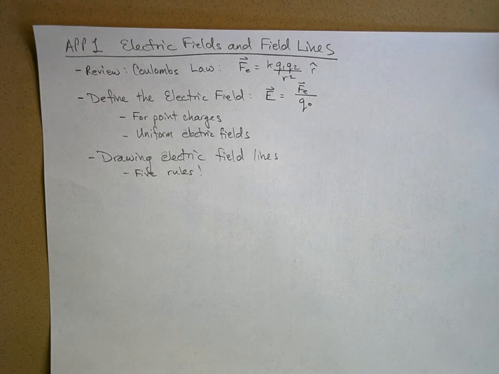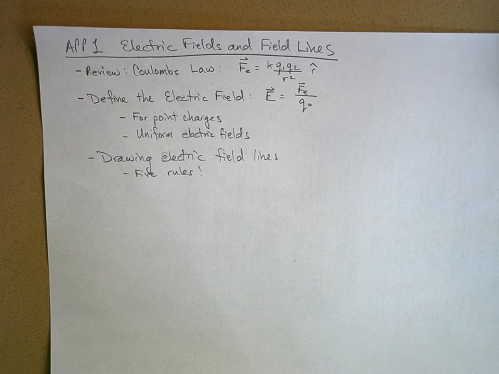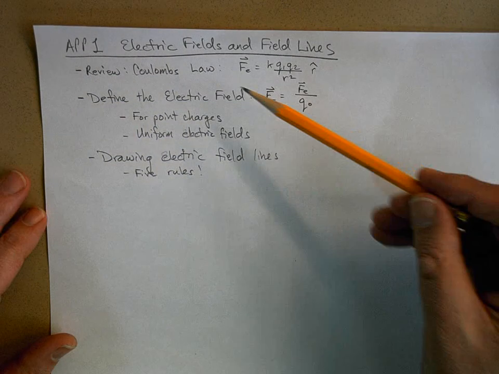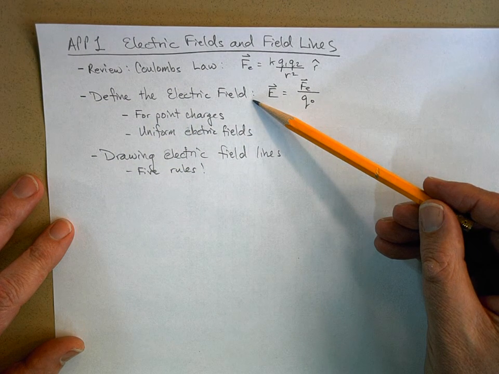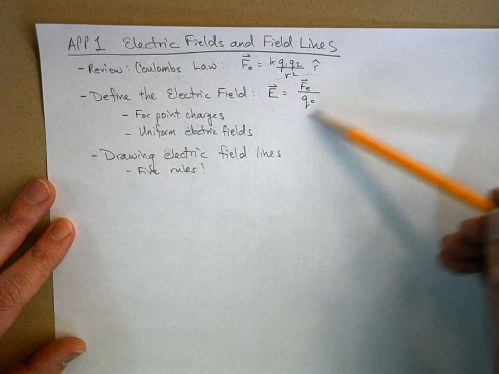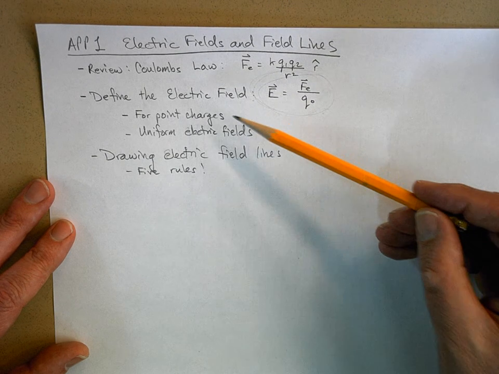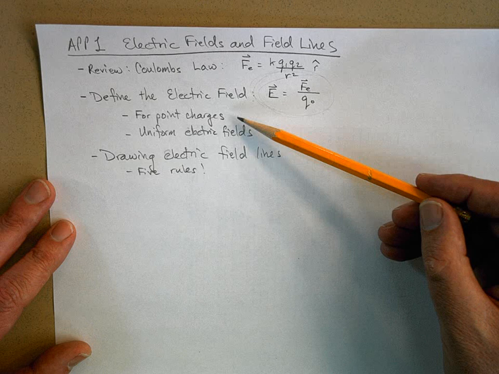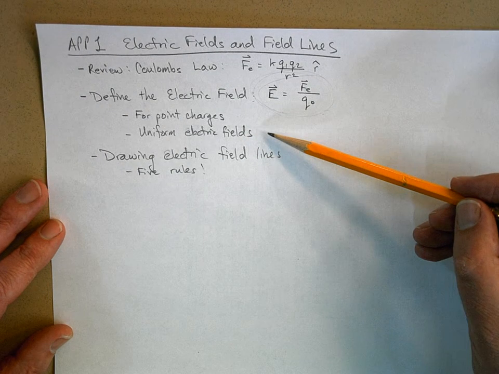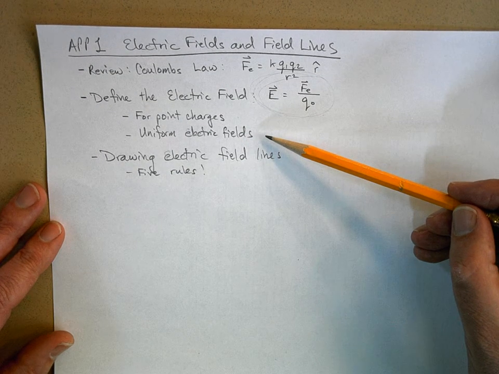Today we're going to talk about electric fields and field lines. We're going to define what the electric field is, and here's basically mathematically how we define the electric field. And then we're going to talk about electric fields for point charges, and then we'll talk about uniform electric fields and how to solve problems with those.